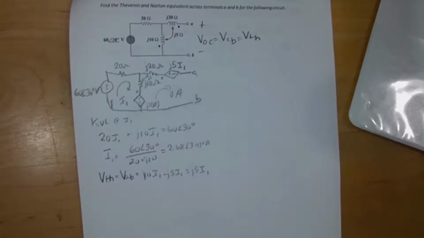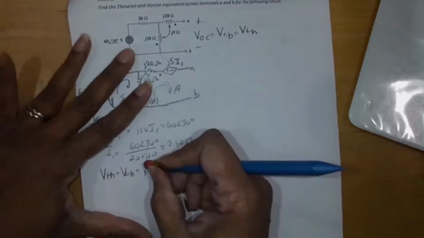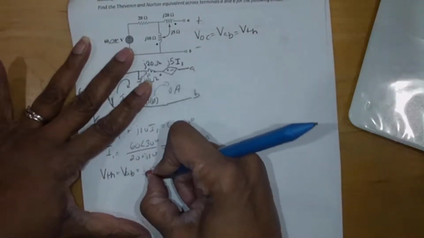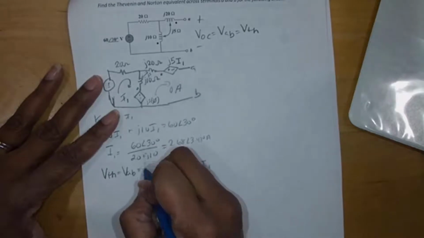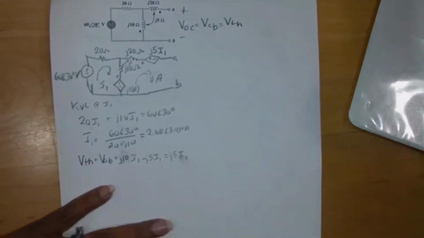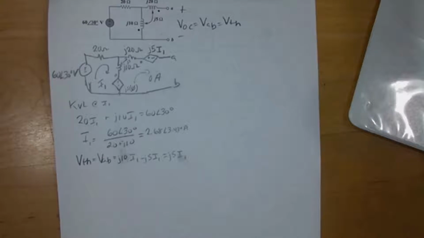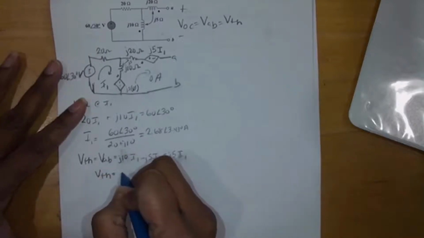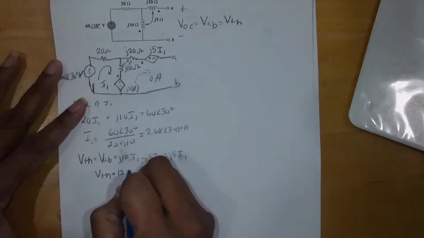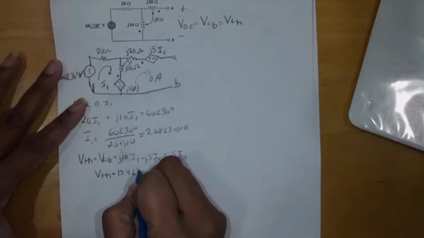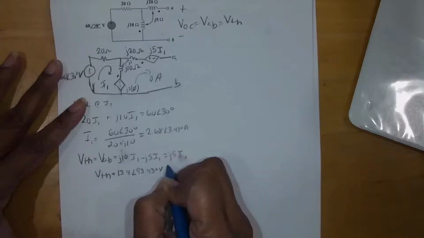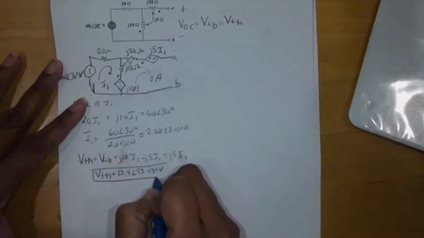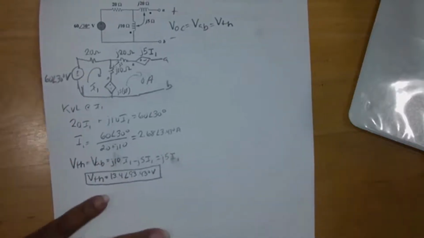J10? Yeah, this is J10. I'll make it look a little nicer, Alfred. This is J10. What is V Thevenin? Winnie? Very good. 13.4 with an angle of 93.43 degrees. Okay. Any questions before we go find I Norton? That's the first value we need.